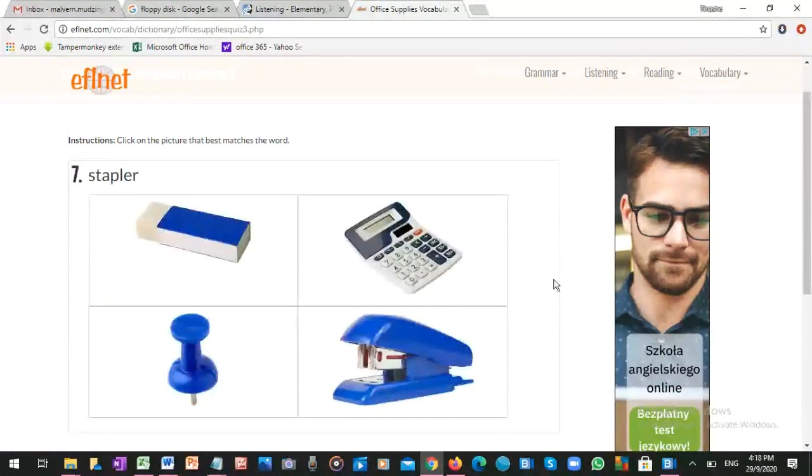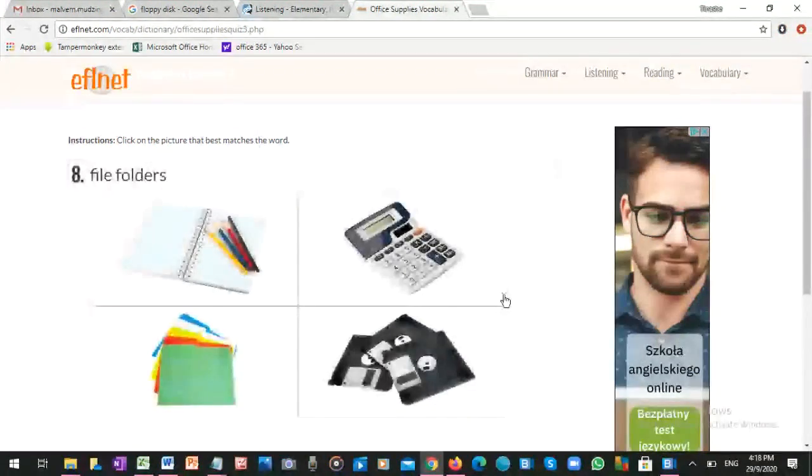Four. Well done. Yes, it was correct. Four. All right, file folders. One, two, three, four. File folders.